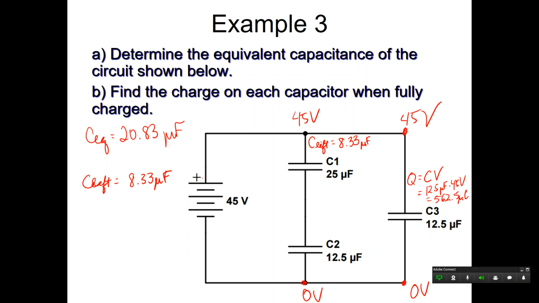Now here, I have a total equivalent capacitance for those two capacitors at 8.33. All right, so I did them. I did the 1 over C1 plus 1 over C2 is equal to 1 over C total on the left. And so now I can find the charge on the left because the volts is 45. The capacitance is 8.33. Can someone give me a number for that?